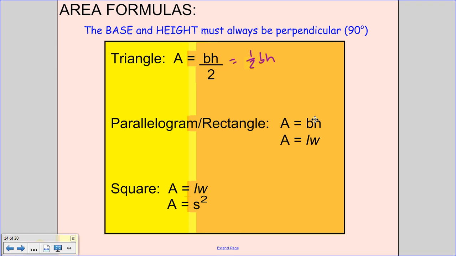For a parallelogram, you use base times height. For a rectangle, we specify it to length times width. And for a square, you could say it's length times width, but since it is a square and all 4 sides are the same, it gets even more specified to just simply side squared, which is the same thing as length times width. It's just the fact that since all the sides are the same, you just square one side.